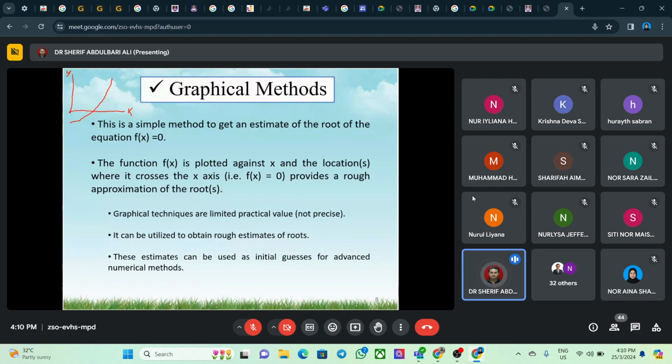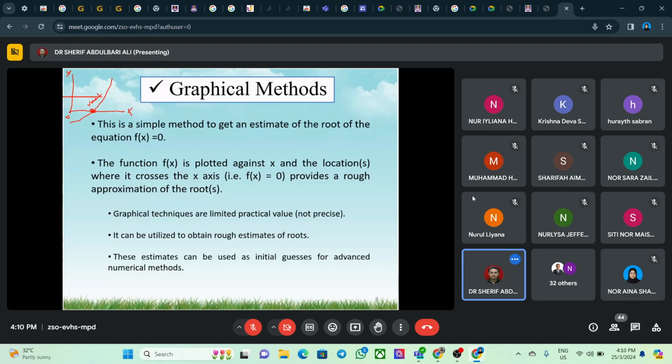So when the function crosses the x-axis at this point, this point here is considered the root. This is the root of the function. Why? Because the function is crossing the x-axis at this point. So this value here is equal to 0. Okay, so graphical techniques are of limited practical value.